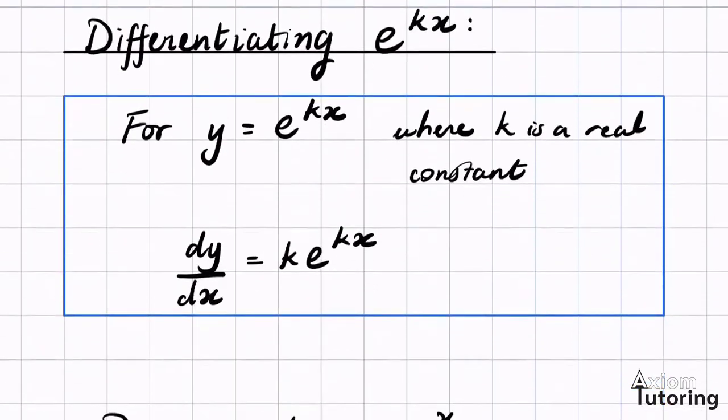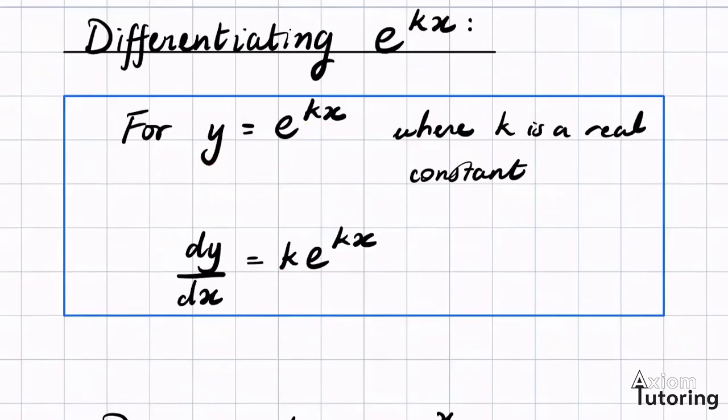So we're first differentiating e to the kx. For our function y equals e to the kx, where k is a real constant, dy over dx is equal to k lots of e to the kx. Notice that when we differentiate e to the kx, we get e to the kx back. So we get our original y function back with a constant k in front of it coming from the index here.